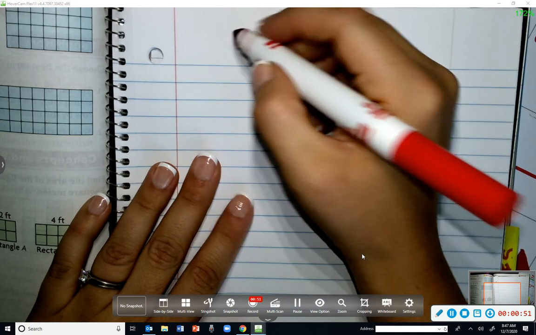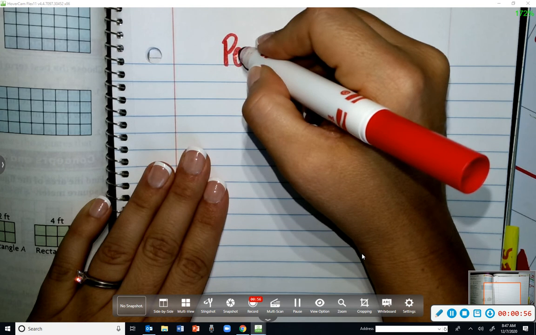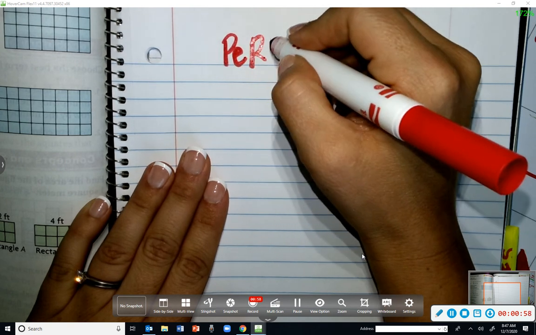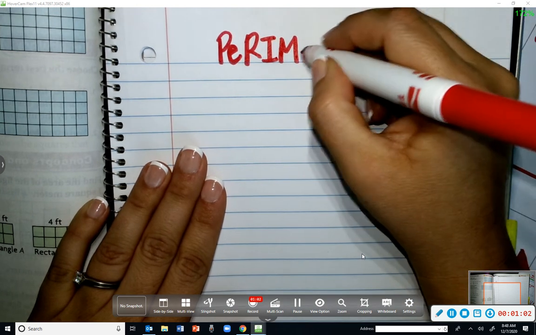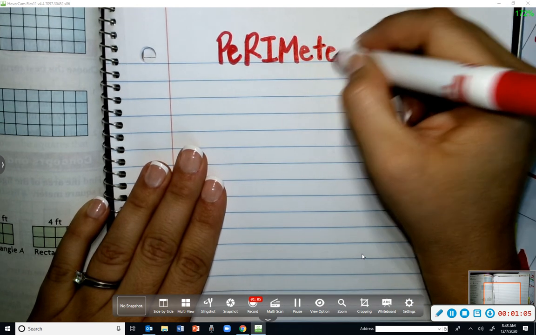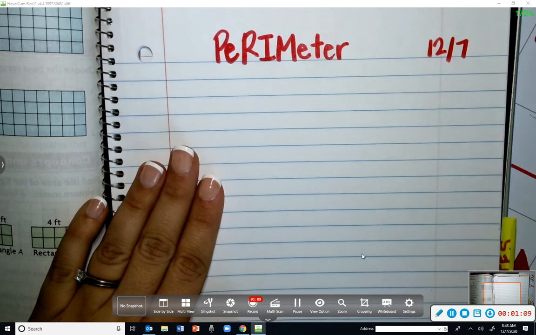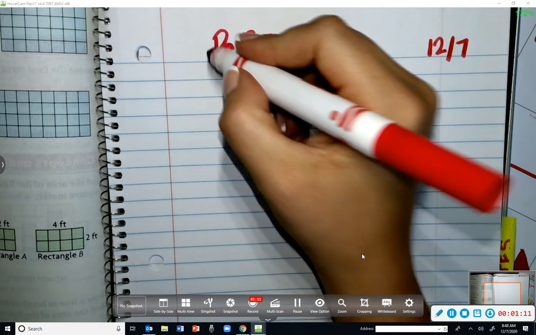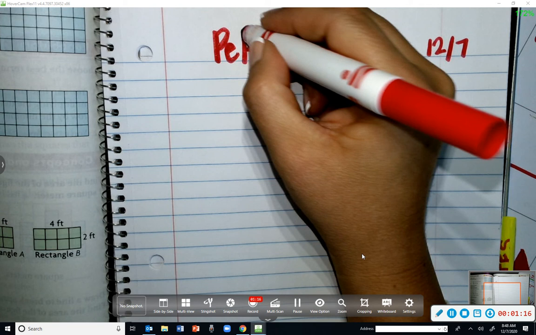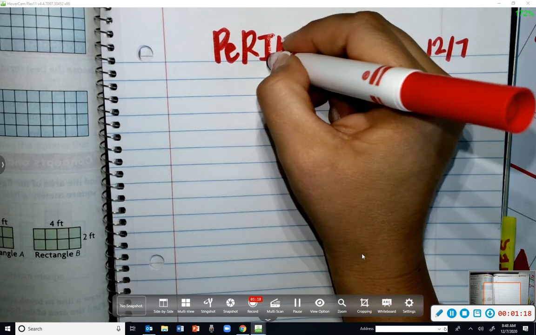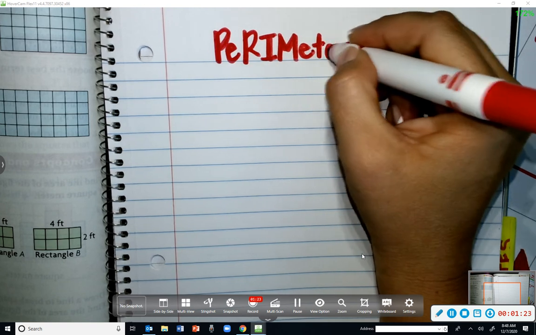So for our title, we're going to put P-E, and then I want you to capitalize R-I-M in big letters, and I'll tell you why in a second. E-T-E-R for perimeter. P-E, big R, big I, big M, and the rest of them are normal.